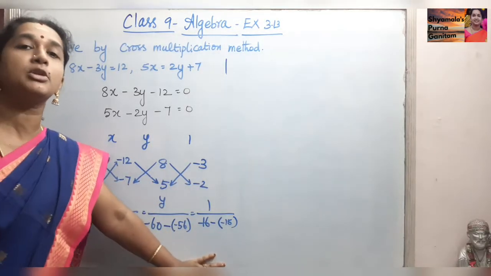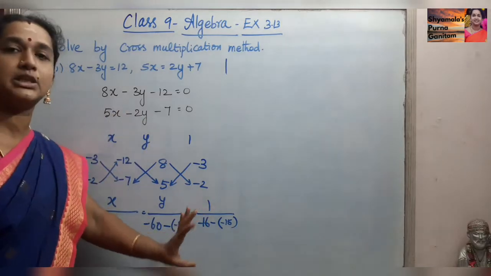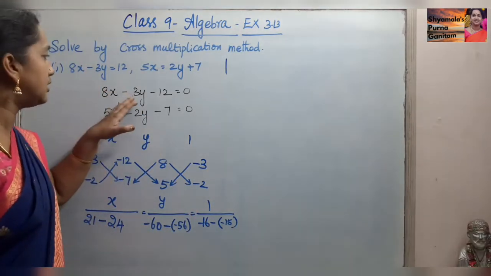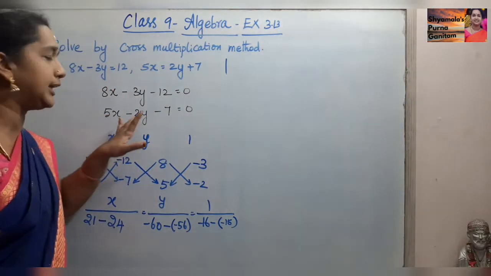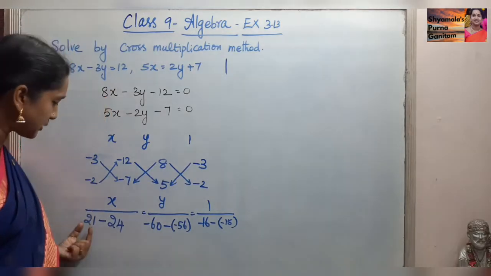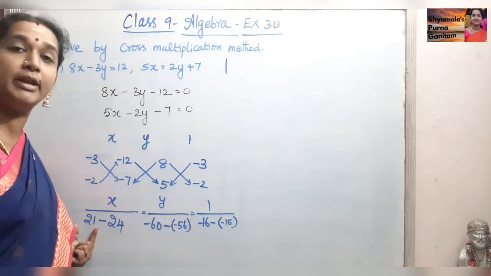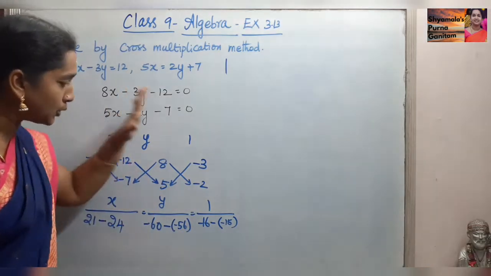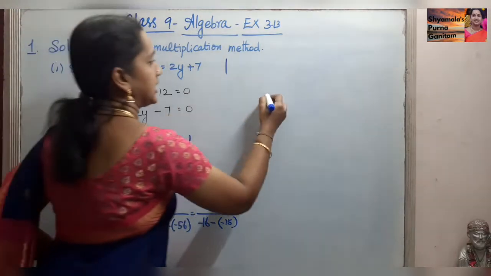There is a formula given in the textbook. Instead of following this formula, if you do it like this, it will be simple. How will the formula be? A1, B1, C1 for the first equation, then A2, B2, C2. When you cross multiply this, you will get A1B2, A2B1, and so on. Instead of memorizing that, if you do it like this, it will be easy. Now this has to be simplified.